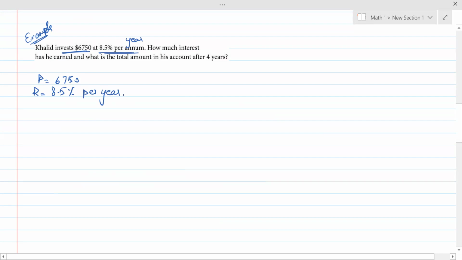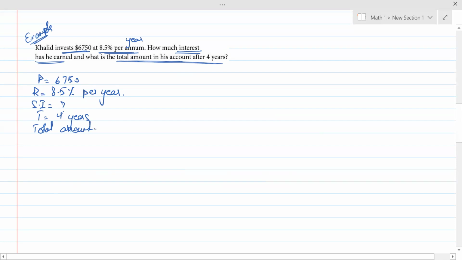How much interest has he earned? That means the simple interest is to be found. And what is the total amount in his account after 4 years? After 4 years means time is 4 years. And they are also asking for the total amount. So the total amount also needs to be found here.